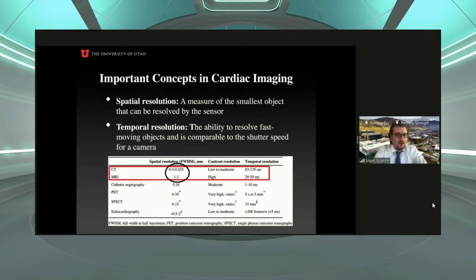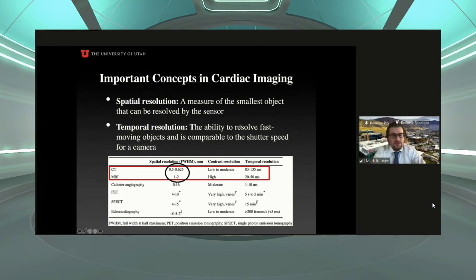An important concept in cardiac imaging, to differentiate which imaging modality is best for the specific organ you're imaging, is spatial and temporal resolution. Spatial resolution is the measure of the smallest object that can be resolved by a sensor. So if you're measuring a very tiny object, you need to choose a modality that has that spatial resolution capability, like CT. CT has a 0.5 millimeter spatial resolution, so it can measure structures as small as 0.5 millimeter, compared to MRI, which cannot measure structures smaller than 1 millimeter.